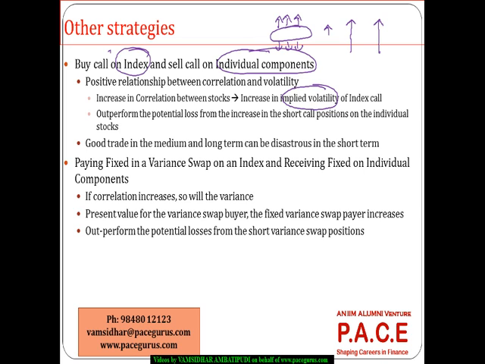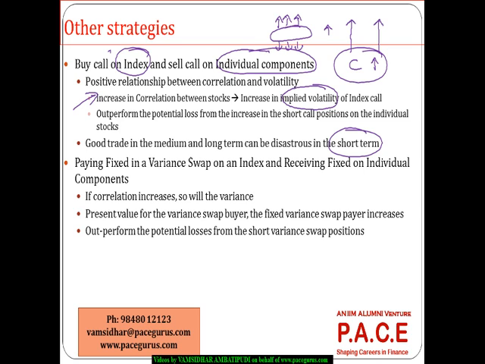And with that volatility going up, the call option premium is going to go up. So the call option value is typically increasing, which is going to give a positive value. And obviously on the individual stocks, whatever potential loss is coming gets completely outperformed. So that's the reason this is again a way to play on the correlation. A good trade in the medium and long term can be disastrous in the short term. Sometimes there are some securities which exhibit a good amount of correlation in the long term. They may not have anything now, or vice versa.